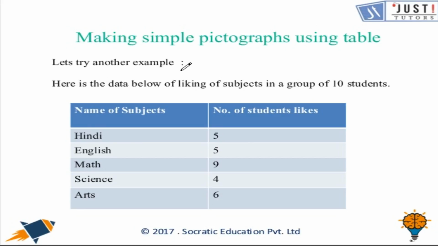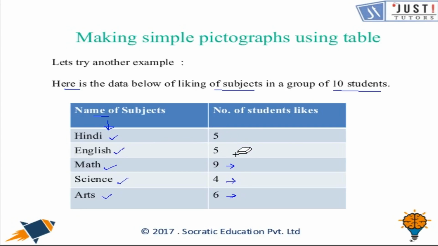Now let's try to make another example here. Here's a table below of the liking of subjects in a group of 10 students. There are 10 students in a class, and these are the names of the subjects: Hindi, English, Math, Science and Arts. Out of 10, 5 students like Hindi, 5 students like English, 9 students like Math. Wow, everybody likes Math. And Science, 4 students, Arts, 6 students. So these are the numbers of students who like their favorite subjects, right?